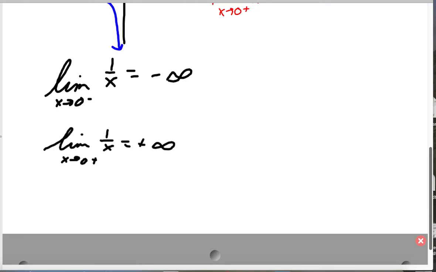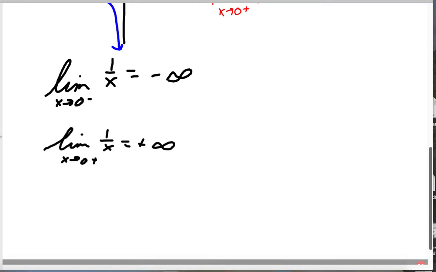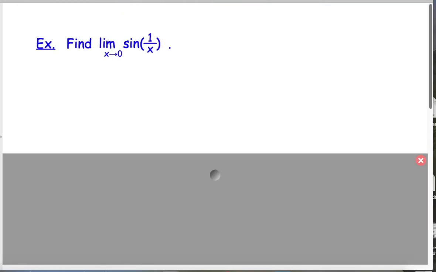All right, and so that's what I wrote down on that one. How about this one? What's the limit as x approaches 0 of sine of 1 over x?